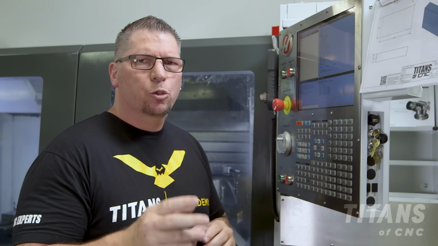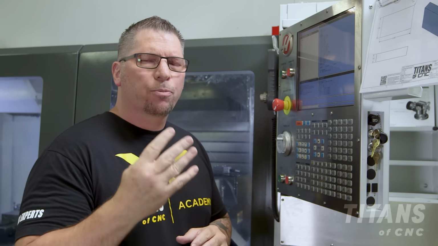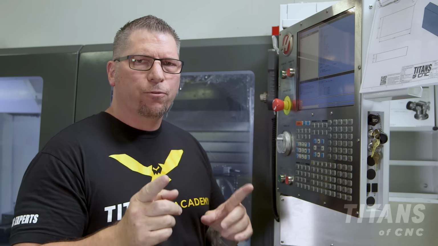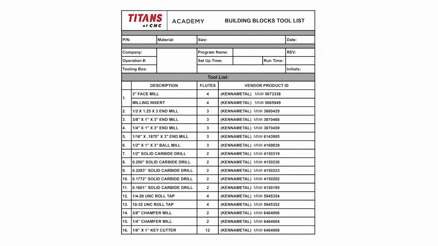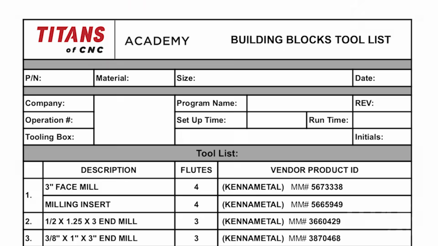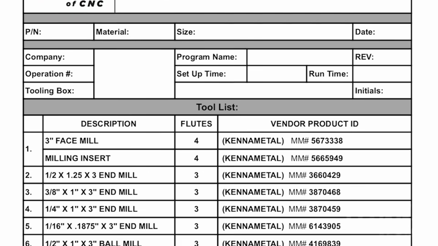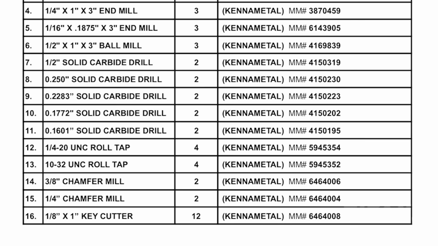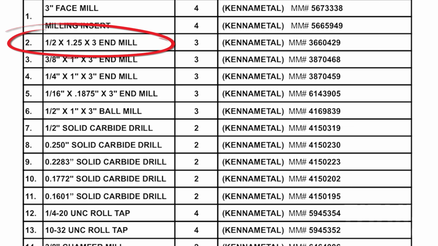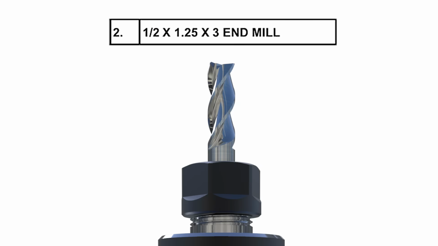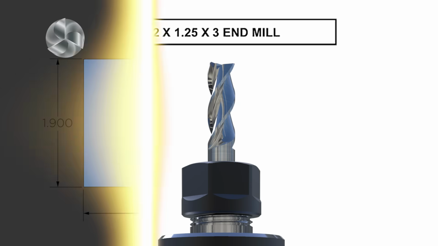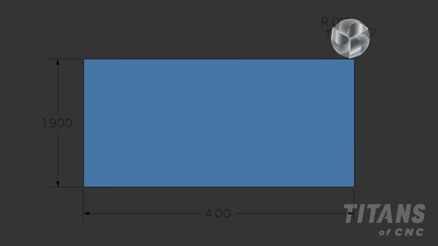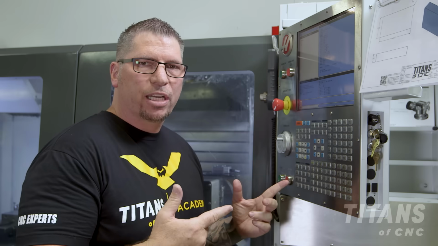Now, to program these different tool paths, I'm gonna actually use 4 different tools. And I'm gonna pull those tools off of the building blocks tool list. It's a standardized tool list of 16 tools that allows you to make all of the building blocks. So the first tool is tool number 2. It's a 1/2-inch end mill, and we're gonna use that 1/2-inch end mill to actually profile around this part right here.